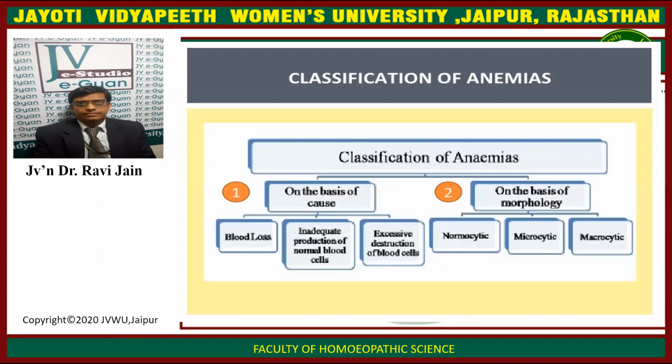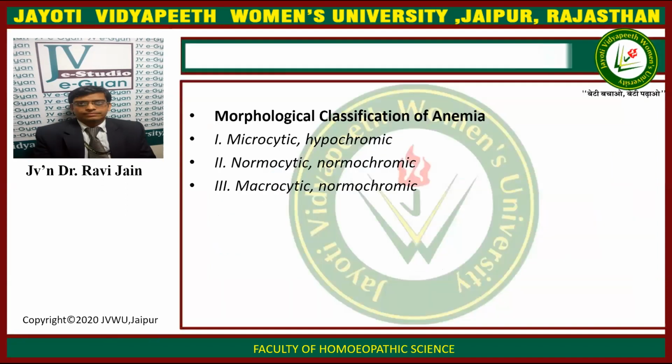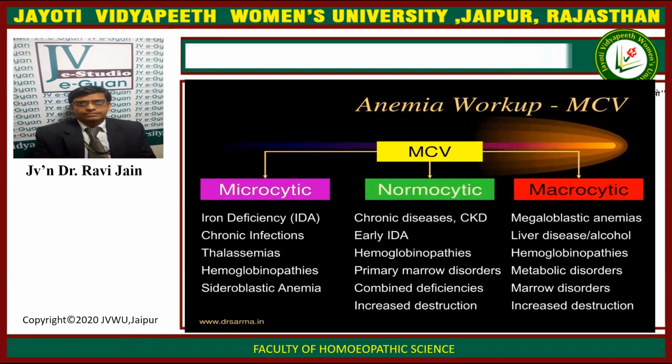On the basis of cause, we have three types: blood loss, inadequate production of normal blood cells, and excessive destruction of normal blood cells. On the basis of morphology, the anemia can be normocytic, microcytic, or macrocytic. The morphological classification consists of three parts: microcytic hypochromic, normocytic normochromic, and macrocytic normochromic. All these things we have already discussed in your first year and second year in physiology and pathology. Now, workup.